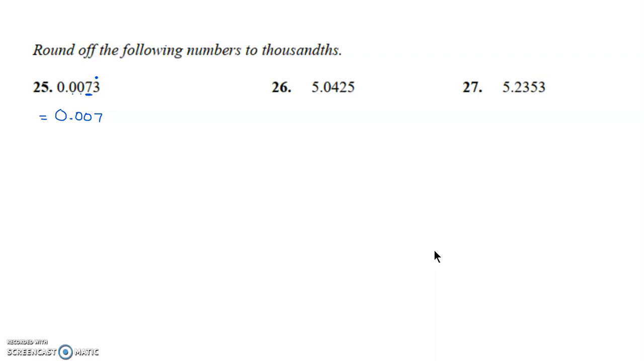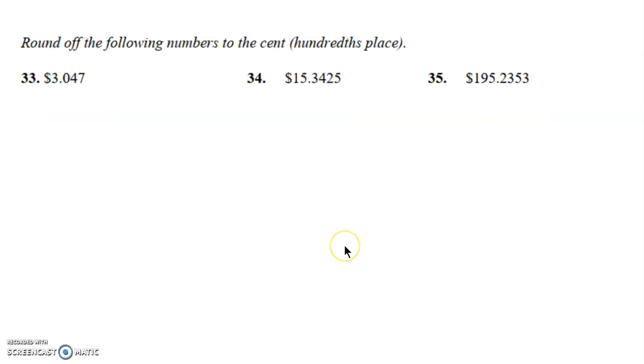For number 26, same position, third spot. We've got a 5 next door. That will push the 2 to become a 3. So 5.043, and we drop off that 5. For number 27, tenths, hundredths, thousandths, the 5 here, we look next door, we have a 3, not strong enough. We're going to end up with 5.235.